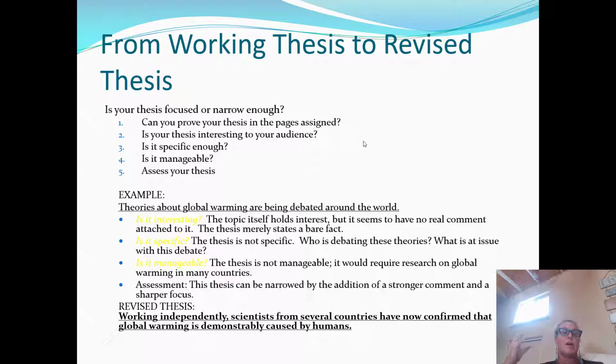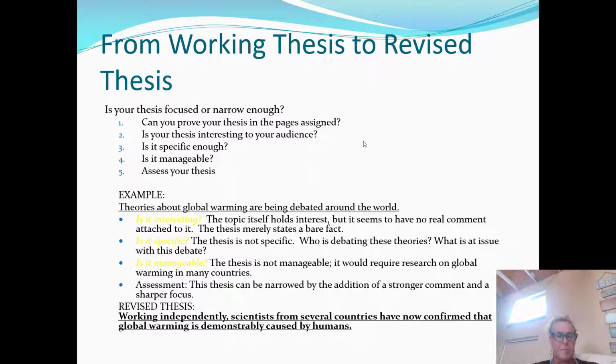So there are several things you can do to find out if your thesis is focused and narrow enough. Can you prove your thesis in the pages assigned? Is your thesis interesting to your audience? Is it specific enough? Is it manageable? Then you're going to assess it based on that.